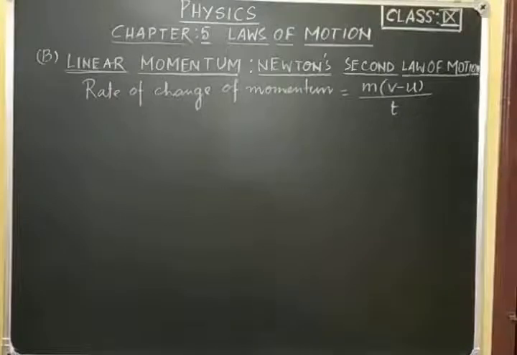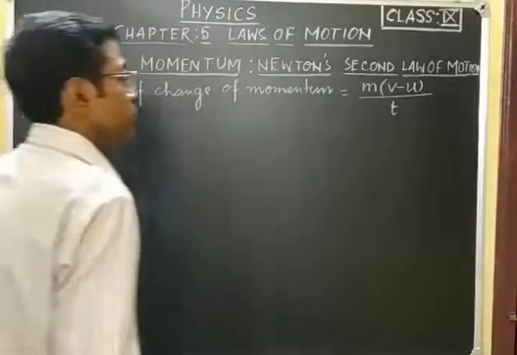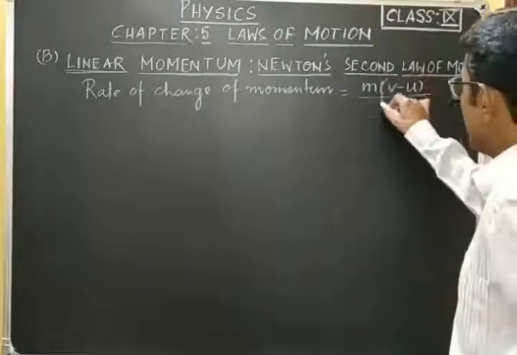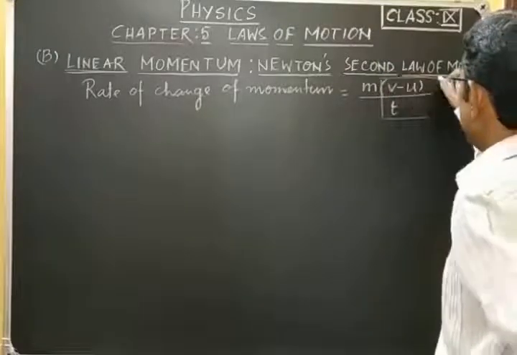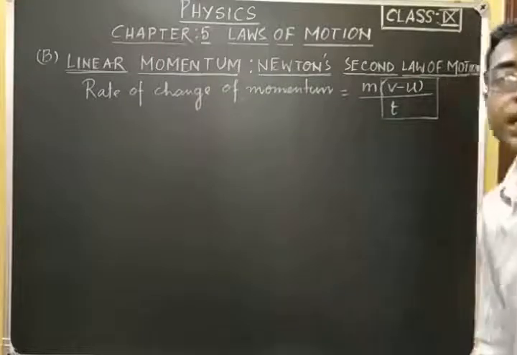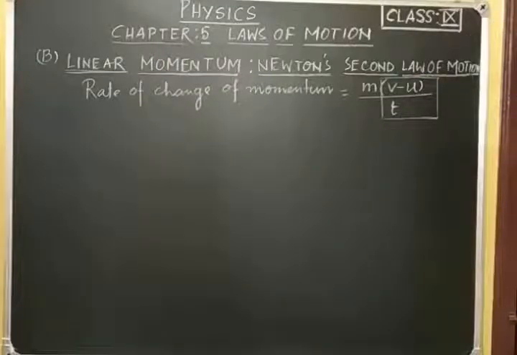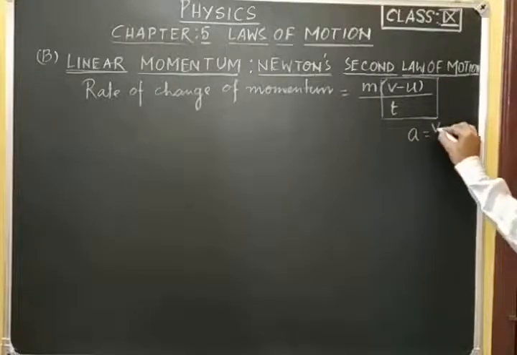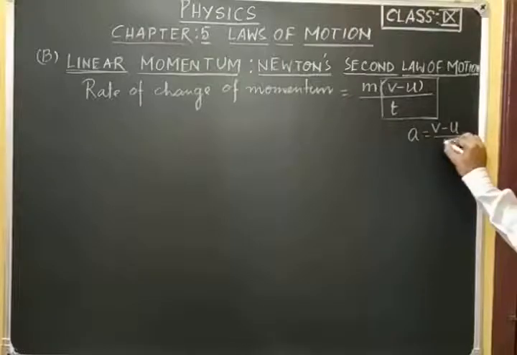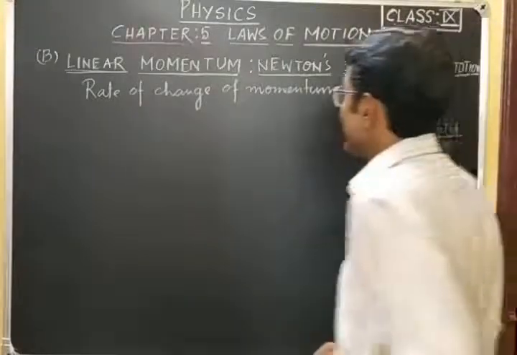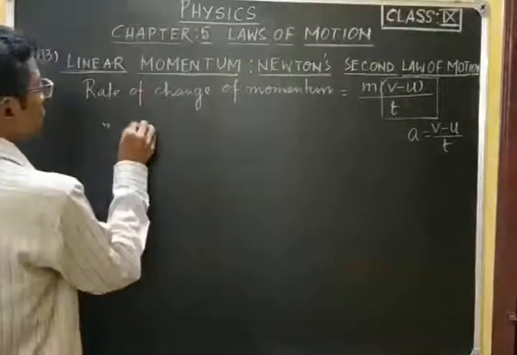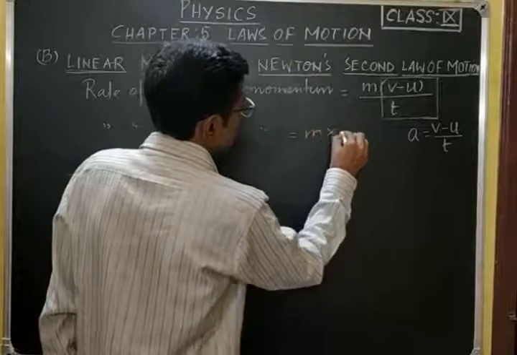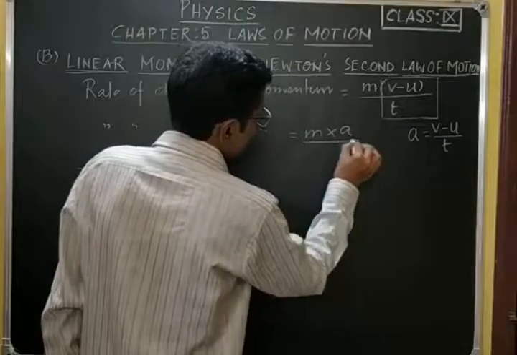Now rate of change of momentum is m into v minus u by t. Now see, v minus u by t, you have learned this. We know the first equation of motion, that is v equals u plus at. So this is nothing but the acceleration of a body, and we have learned what acceleration is. So I can write rate of change of momentum is equal to mass into acceleration. So we have done up to this.